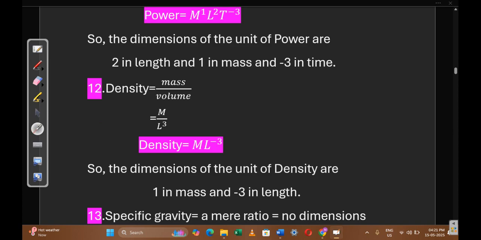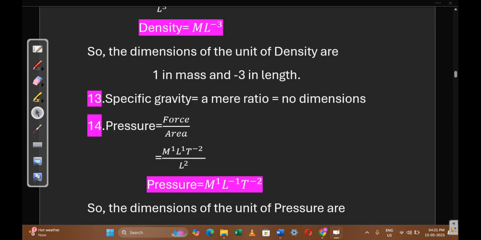Next one is specific gravity. Specific gravity is a ratio, so it has no dimensions. Pressure is nothing but force by area. So its dimension formula is M L inverse T power minus 2.